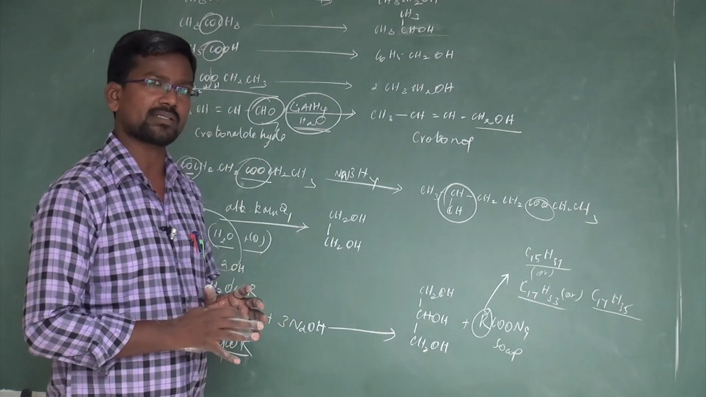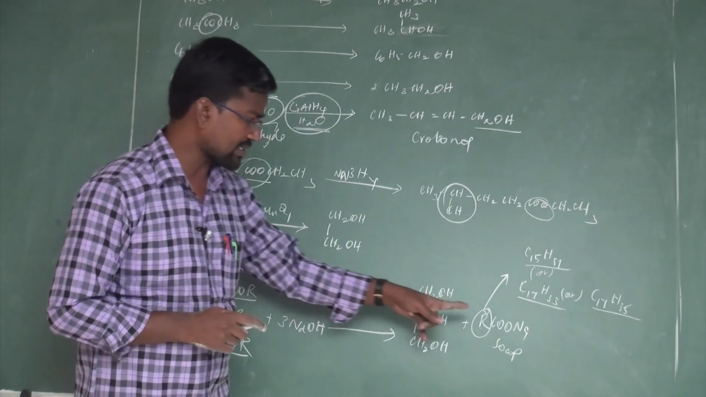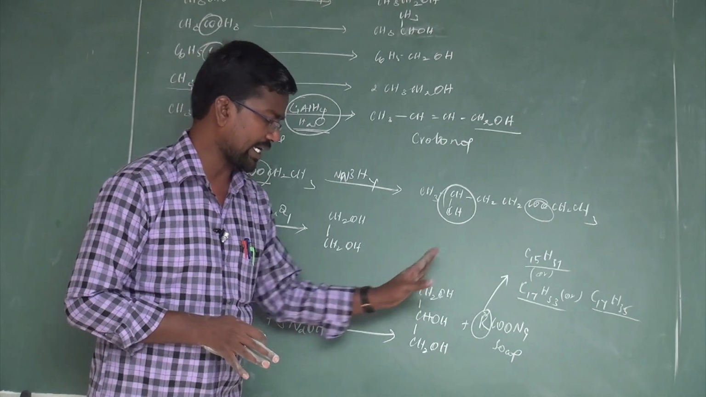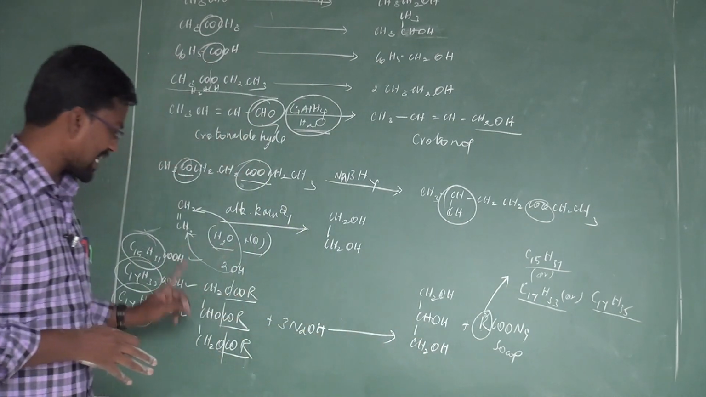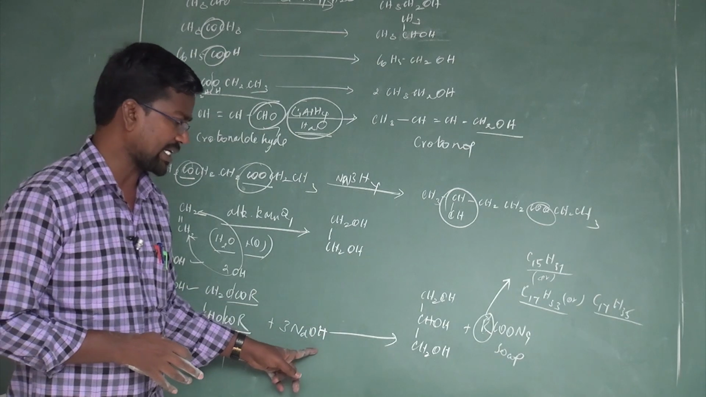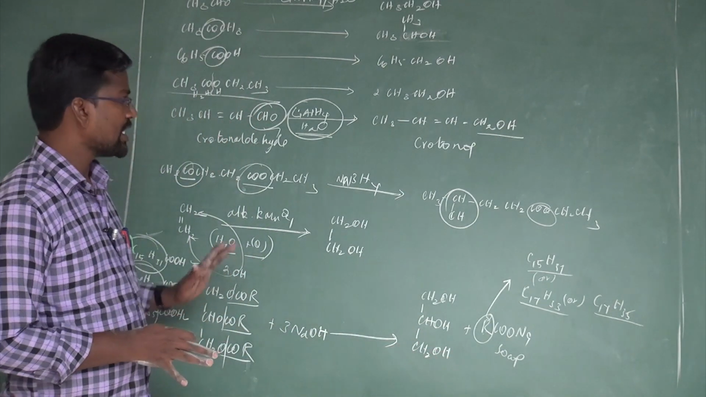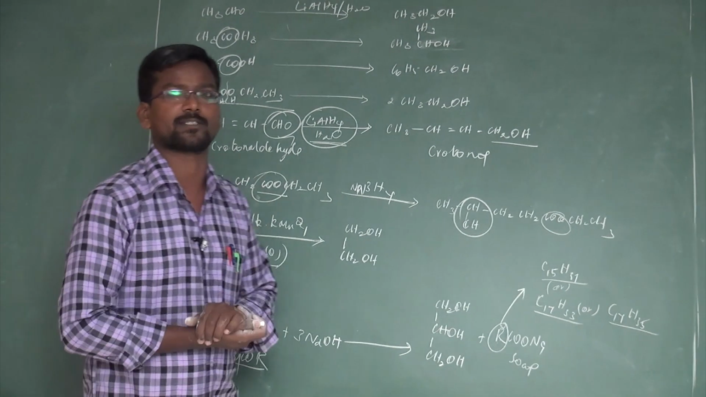In the saponification process, the main product is soap, and glycerol is a byproduct. So glyceryl triester is hydrolyzed by sodium hydroxide to form glycerol and soap, known as the saponification process. This is one of the processes for the preparation of alcohols.